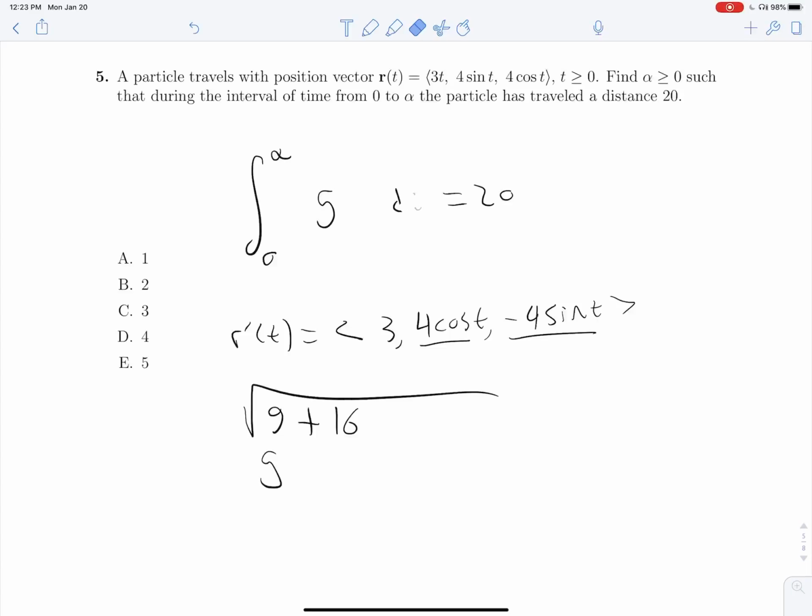This integral will just give us 5t evaluated on 0 to alpha. This 0 component will give us 0, and alpha up here will give us 5 alpha. So we see that 5 alpha minus 0 has to be equal to 20. 5 alpha is 20, so alpha is 4. 5 is D.